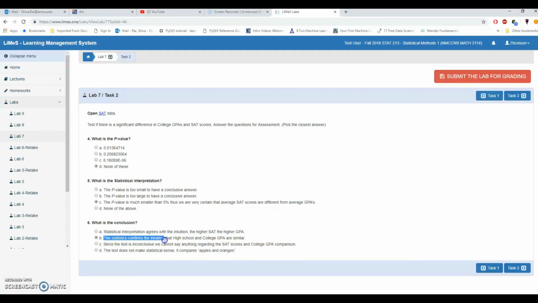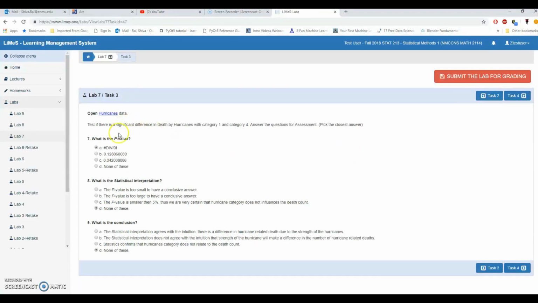The statistic confirms the intuition that high school and college GPA are similar. No. Since the test is inconclusive, we cannot say anything. No. I would go for this one, since the college GPA and SAT score are two entirely different things. So I would go for this one. Okay, apples and oranges. Okay, let's go to task 3.